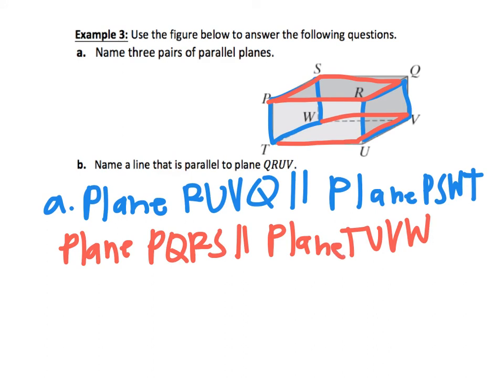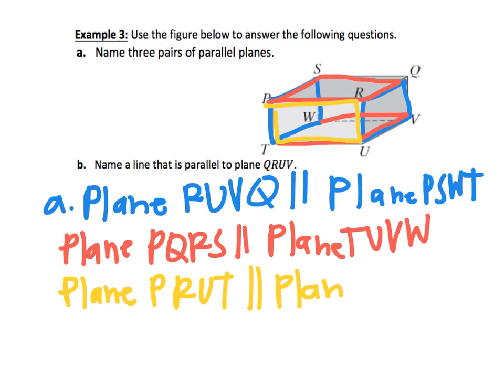And then my last one is going to be the front and the back. So this part here, which is plane PRUT, and that's parallel to plane, the guy in the back, VQSW.